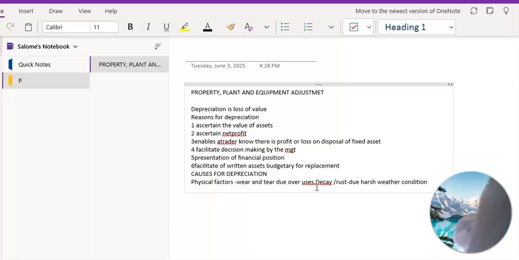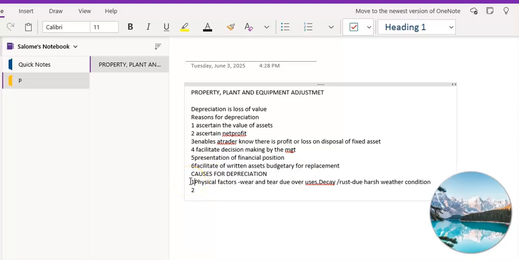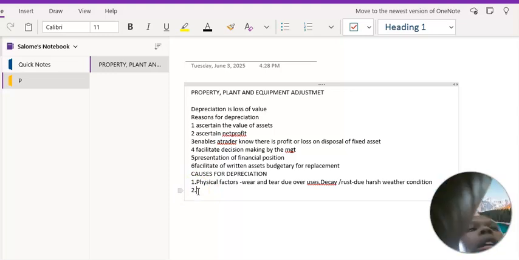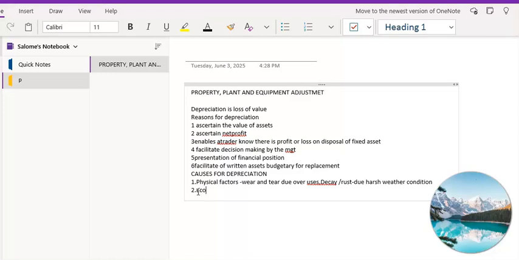Let us now look at economic factors. It is another factor that causes depreciation. So factor number one was physical. Number two is the economic factors.